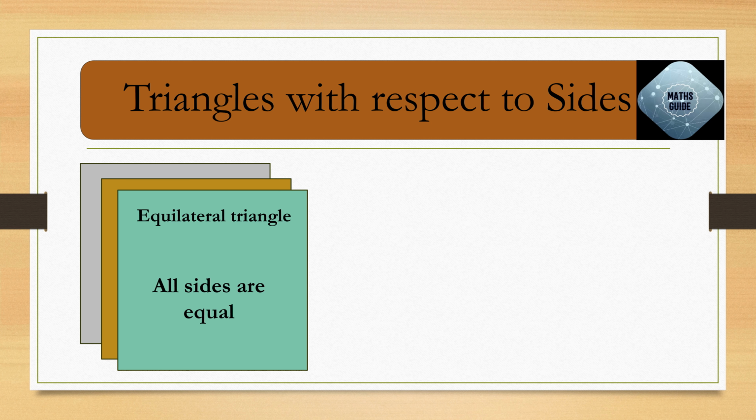Now first of all, we will discuss triangles with respect to sides. First triangle is equilateral triangle. As it is clear from its name that equi means equal and lateral means sides. It means a triangle having all sides equal in measurement is called equilateral triangle.